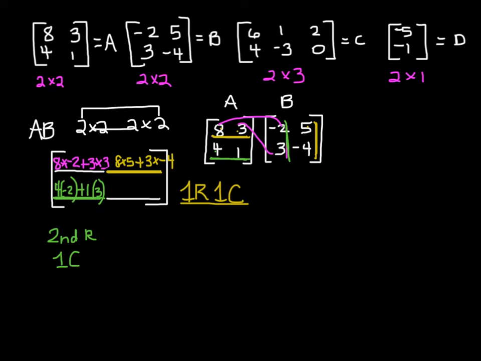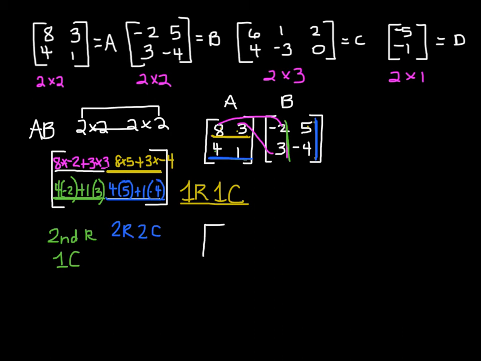And lastly, I'm going to get this element right here. This element is second row, second column. I'm going to multiply the second row by the second column. So 4 times 5 plus 1 times negative 4.